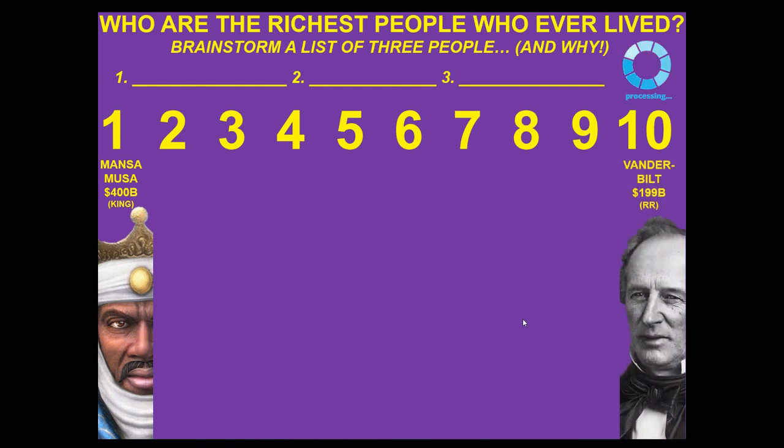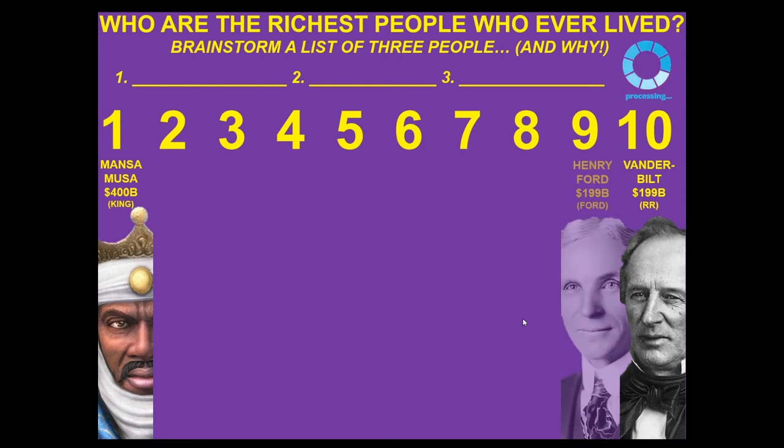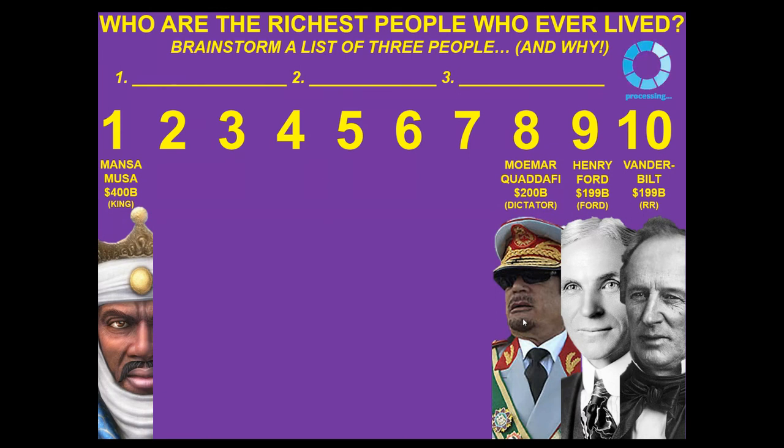Number 10 was Cornelius Vanderbilt, who built one of the major monopolies of the railroad in the early 1900s. Cornelius Vanderbilt, the namesake of Vanderbilt University, had about half of the wealth, so two Cornelius Vanderbilts to every Mansa Musa. Henry Ford, right around the same era, obviously the inventor of the automobile, about $199 billion in today's wealth. Muammar Gaddafi, the dictator of Libya, who is now deceased, had about half of what Mansa Musa had today.